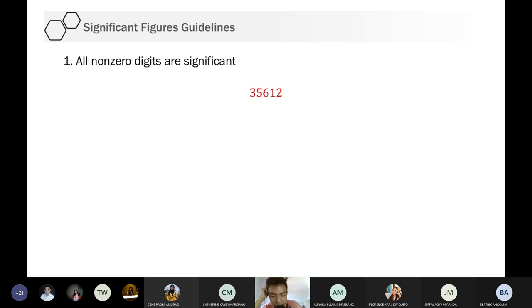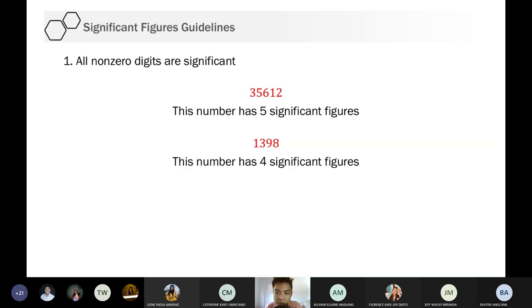So for example, let's have this one. How many sig fig do we have here? And the 5, no? Why? Because we have 5 non-zero digits. 3, 5, 6, 1, and 2. Okay? So, all of those digits are non-zero, hence they are significant. Next one. So, how many sig fig do we have there? We have 4 sig figs, okay? Because we have 4 non-zero figures. Okay, so that's the first rule.